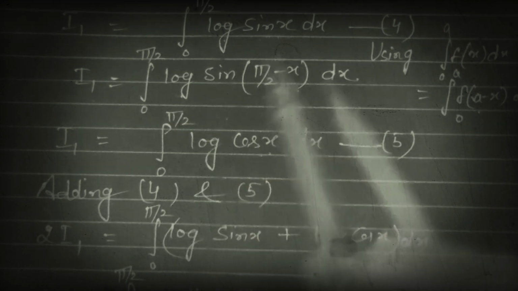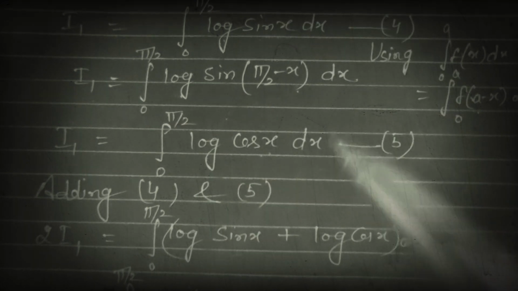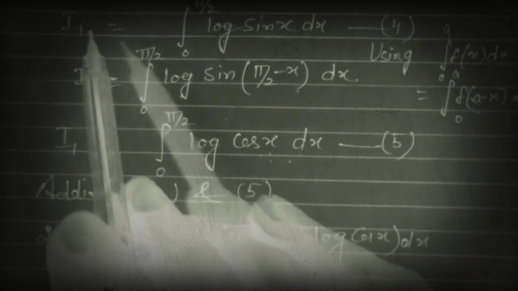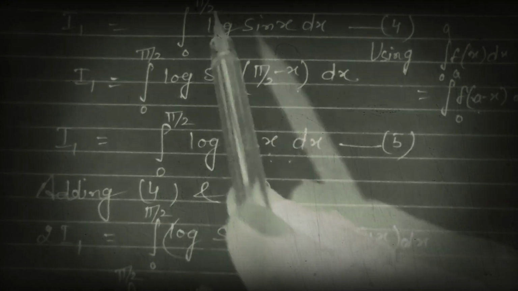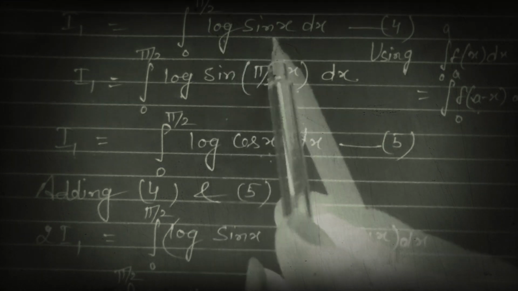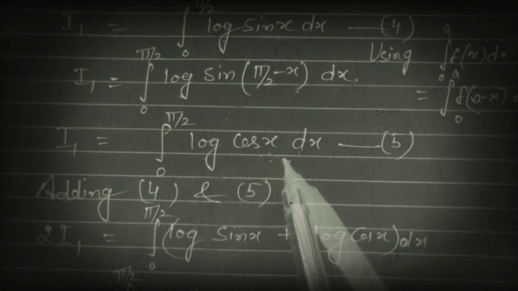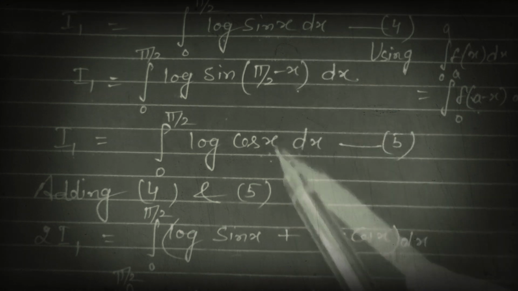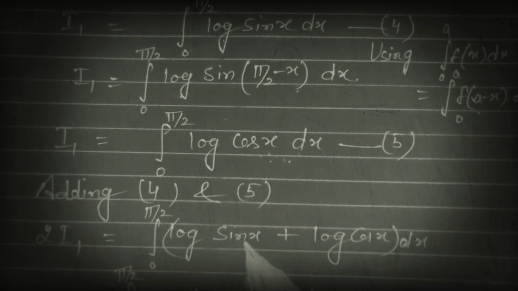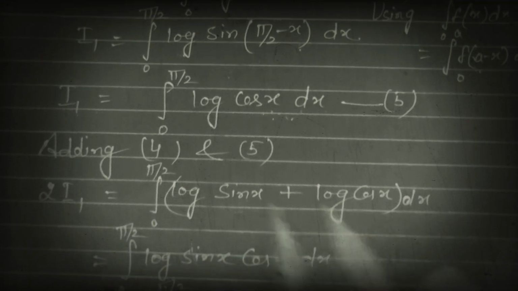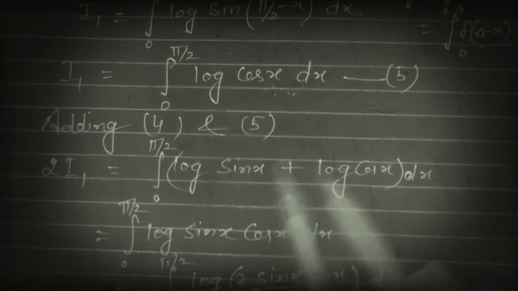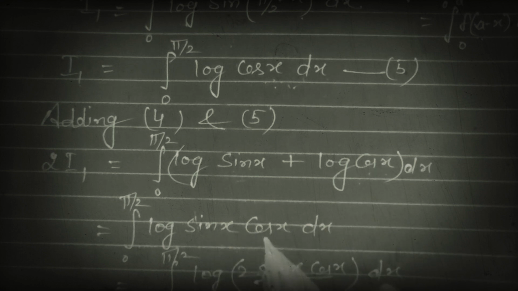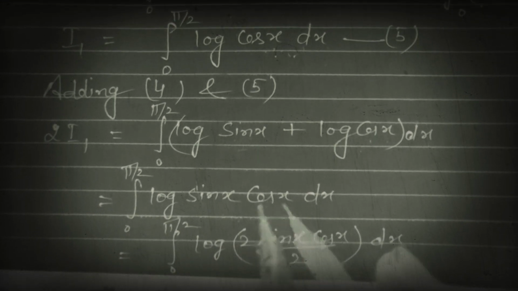Limit is same. So adding the third and fifth, we will add these two. I1 plus I1 is 2I1. Log of sin x plus log of cos x. As we did in the first and second questions, in this question also we will add. So it will be log of sin x plus log of cos x dx, limit is same. Log m plus log n is log of m into n, so it is log of sin x into cos x.